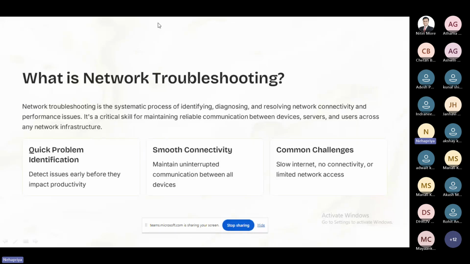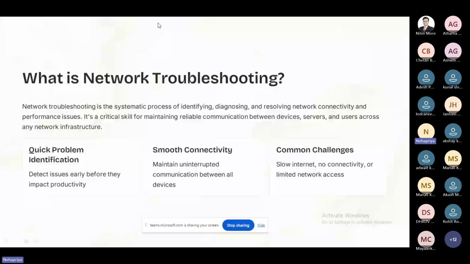It ensures that devices like computers, servers, and mobile phones can communicate properly. This is important because it helps to detect problems early before they affect users. It maintains smooth and uninterrupted connectivity. It resolves common issues like slow internet, no connections, or limited access. Without troubleshooting, small problems can become bigger and affect productivity.